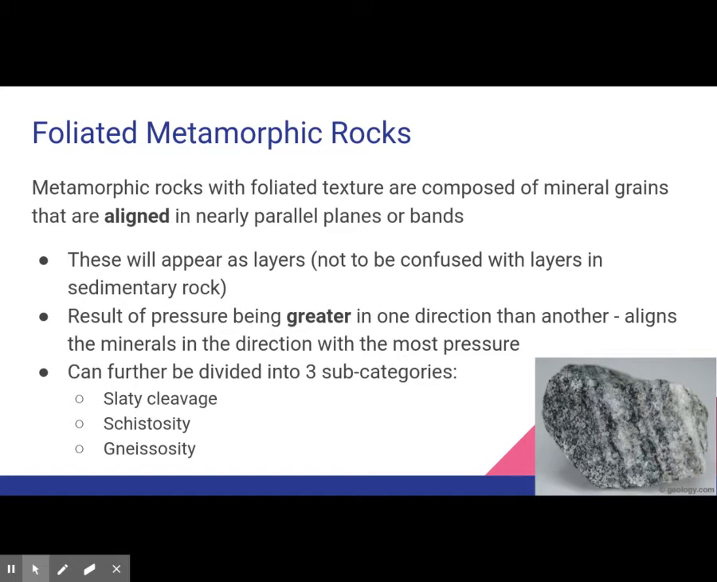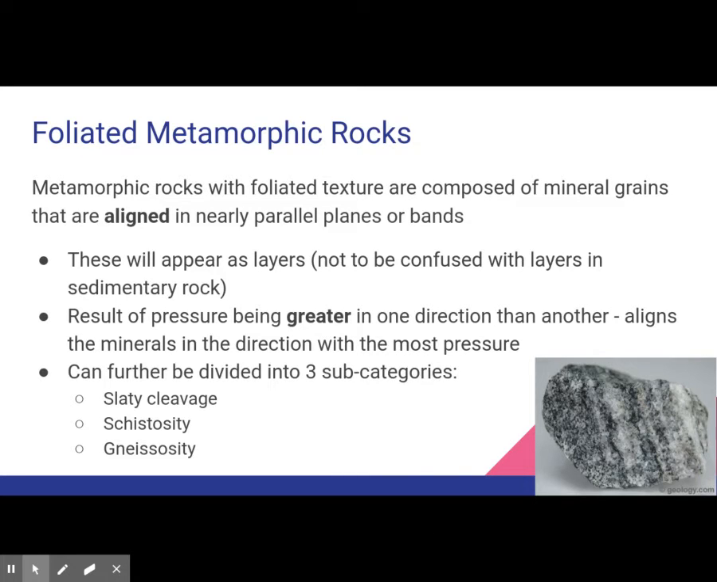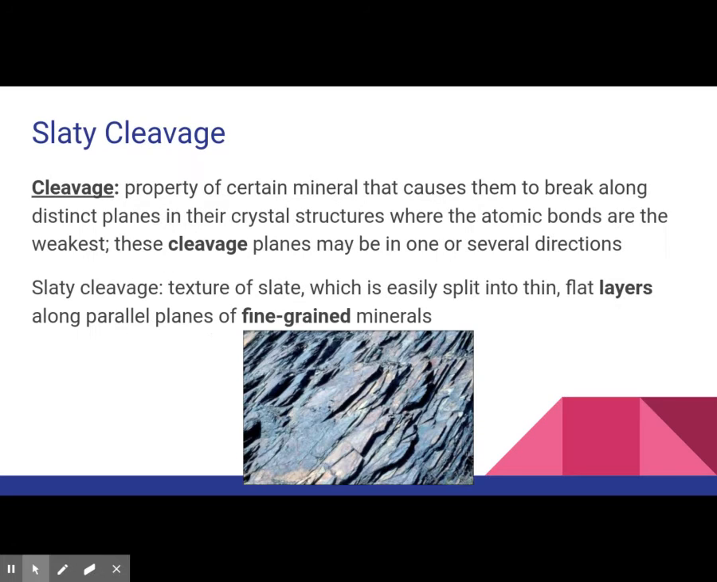And again, this is not to be confused with layers that we see in sedimentary rocks, which we'll talk about on Monday next week. It results from pressure being greater in one direction than another. So in this case, pressure was applied from the left and the right, not from the top and the bottom. Now, the three subcategories are called slaty cleavage, schistosity, and gneissosity. Okay, so that G, we don't say that G in gneissosity. It's like the word nice.